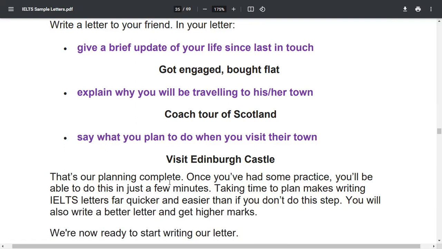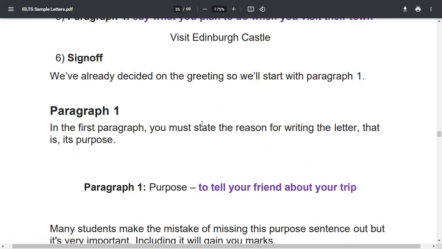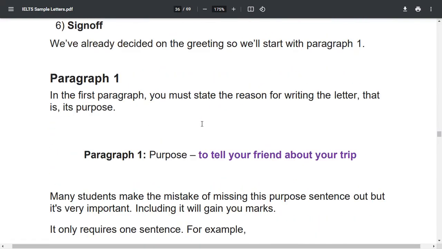So that's our planning complete. Now it's time to start writing the first sentence, which is the purpose sentence.